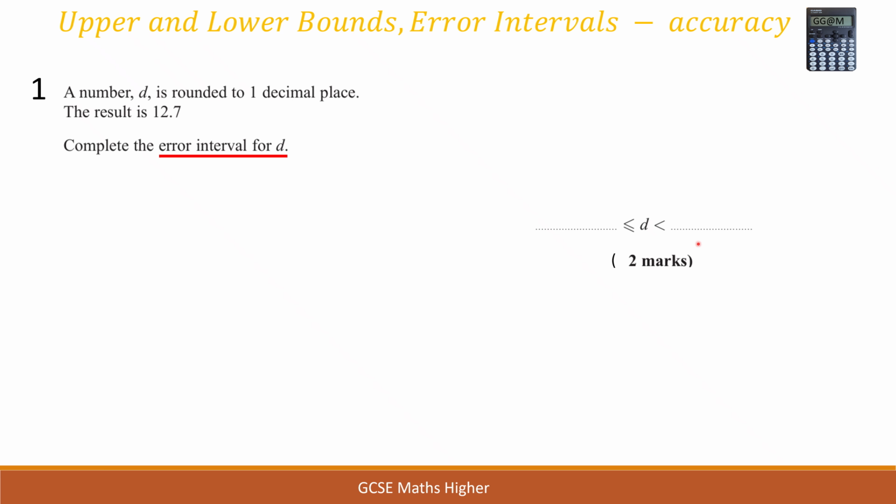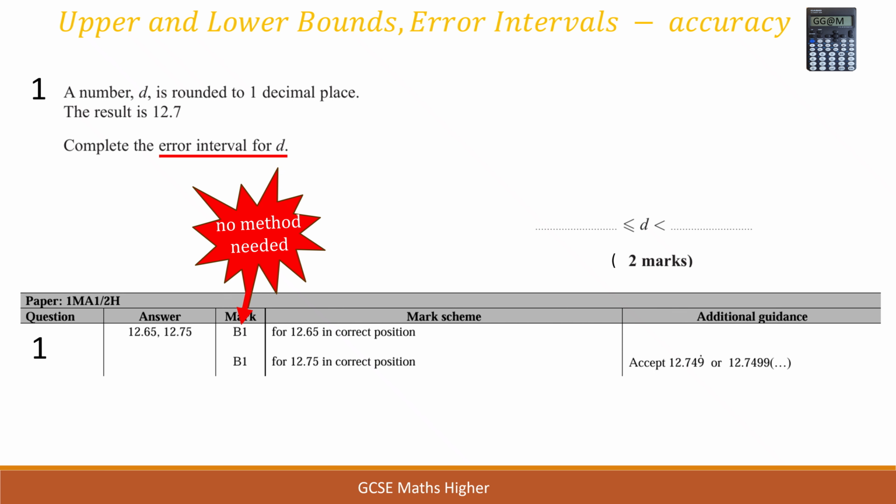So the mark scheme for this question is shown down here. Here are the answers. B1 means no method mark needed, so you don't need to write a method. You can literally just write down the answers, and these are the ones which will give you the marks. Okay, so there's the first question. We've got 4 more to do on this topic, and then we'll move on to the next little bit.